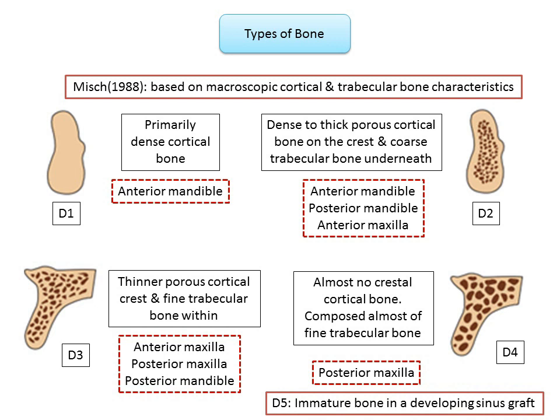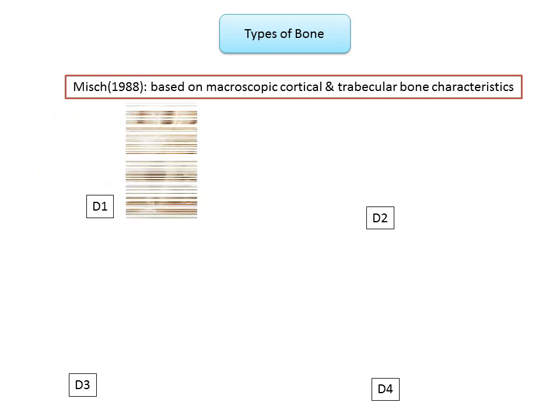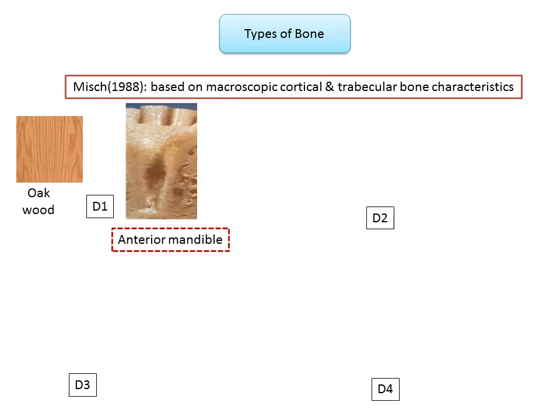The bone density may be determined by tactile sense during surgery, the general location or radiographic evaluation. Misch also proposed a tactile analog of the corresponding bone densities. Here you can see an image of D1 bone, a dense cortical bone seen in the anterior mandibular region. On tactile perception, it feels like oak or maple wood.